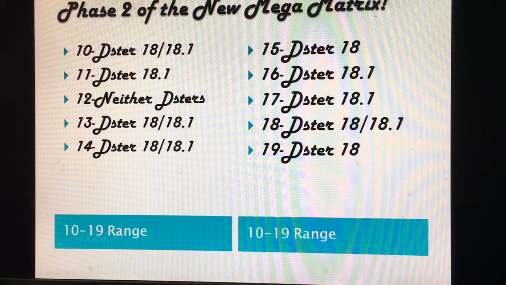Now, phase 2 of the new Mega Millions matrix. I like the range. So far, by looking at the past results, I like the range 10 to 19. For those who want to play the other range, you can play 01 to 09 and 70. That will be a new matrix for the new format because you are not using 71 to 75 on the new format. So you'll be playing 01 to 09 and 70.